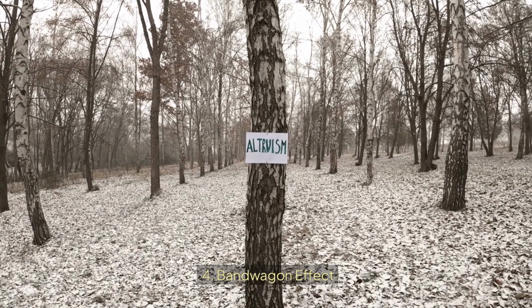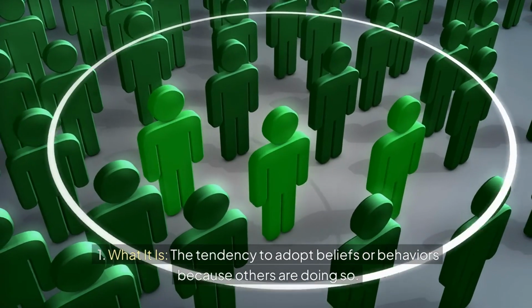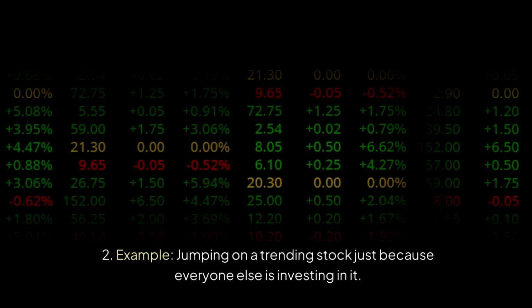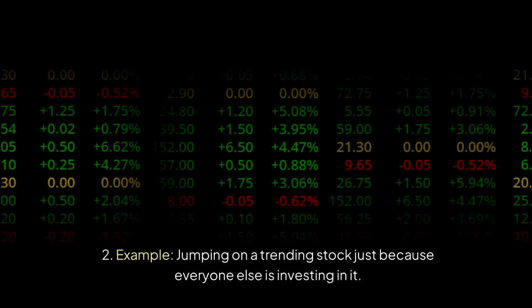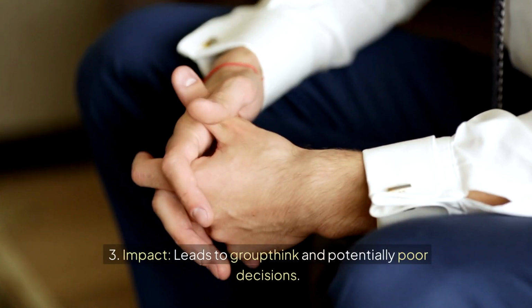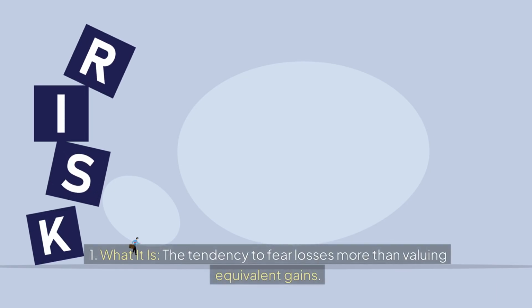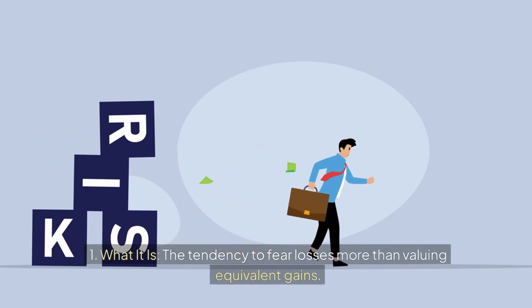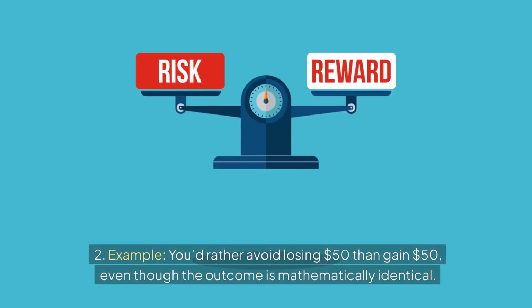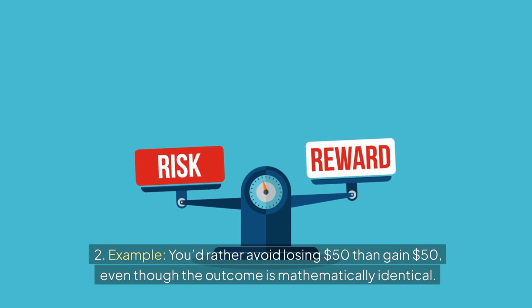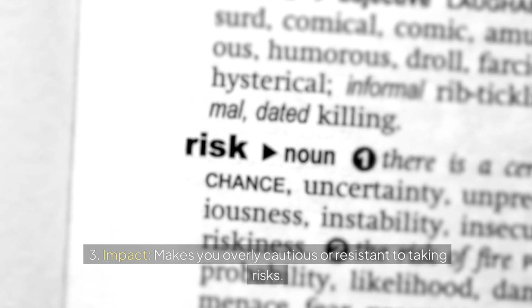Four, bandwagon effect. What it is: the tendency to adopt beliefs or behaviors because others are doing so. Example: jumping on a trending stock just because everyone else is investing in it. Impact: leads to groupthink and potentially poor decisions. Five, loss aversion. What it is: the tendency to fear losses more than valuing equivalent gains. Example: you'd rather avoid losing $50 than gain $50, even though the outcome is mathematically identical. Impact: makes you overly cautious or resistant to taking risks.